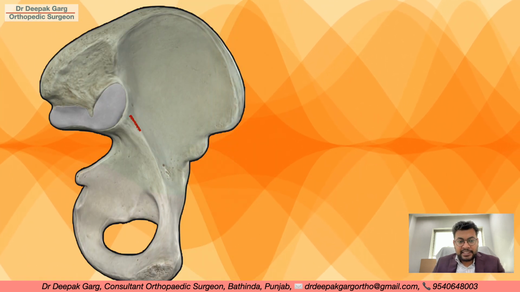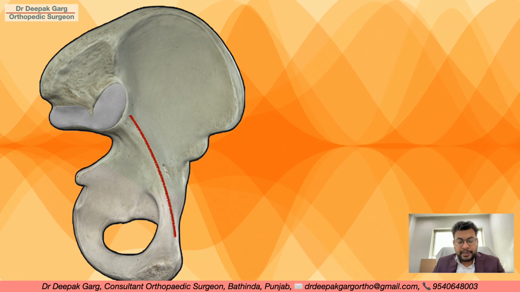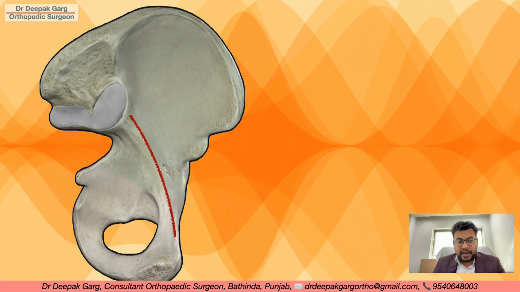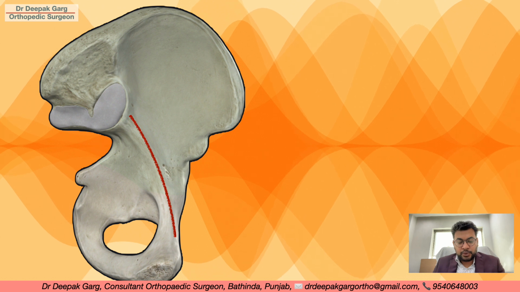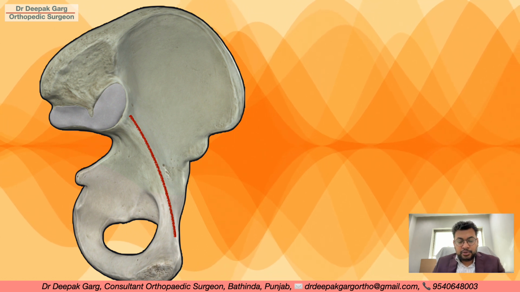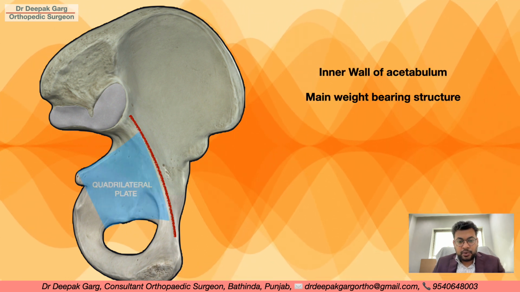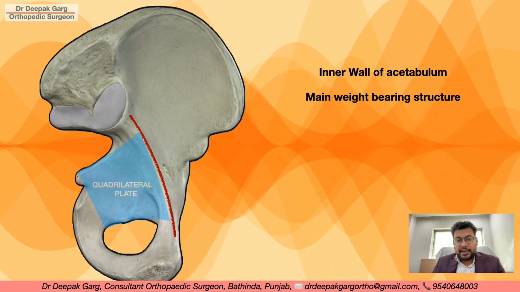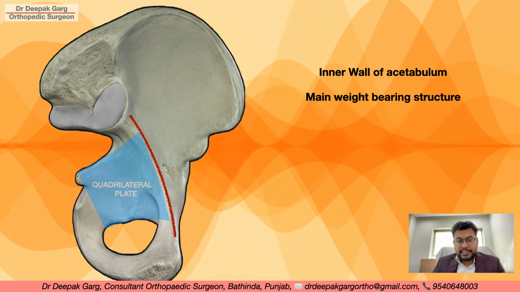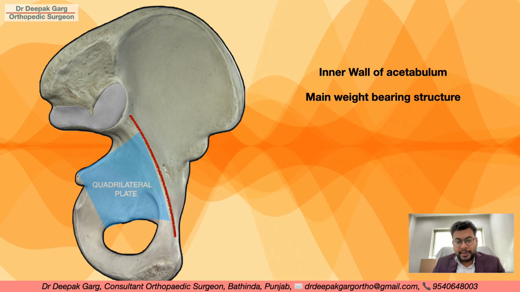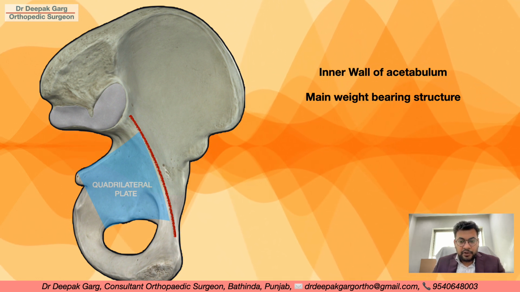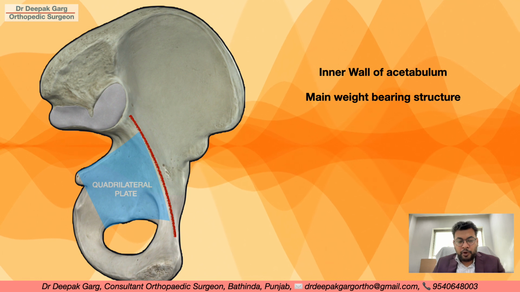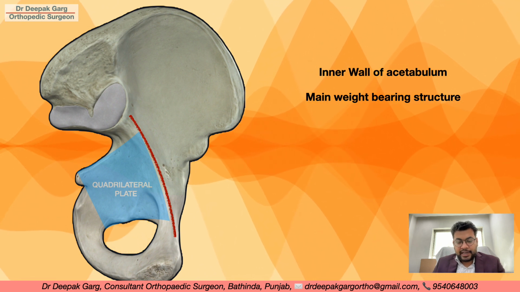So this line represents the iliopubic line, and if we look at the inner aspect of the acetabulum, that is on the medial side, this area is a quadrilateral area and this is called the quadrilateral plate. This forms the inner wall of the acetabulum, and this is the main weight bearing structure of the acetabulum. So a very important structure, this is the quadrilateral plate.